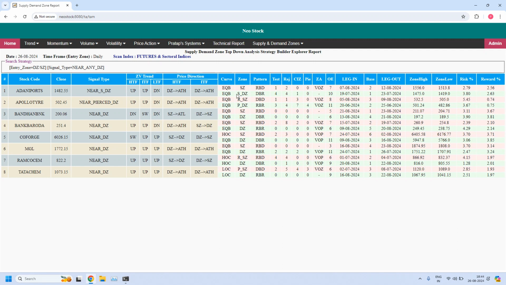Adani Ports, already tested 4 times. That's it. We have only one high liquidity daily demand zone filtered from this list.